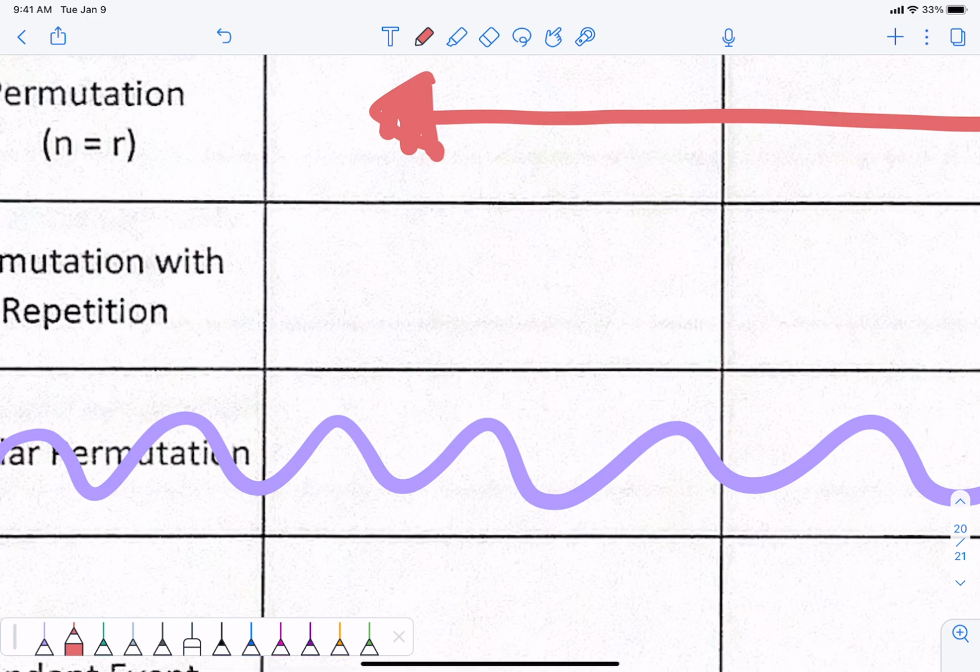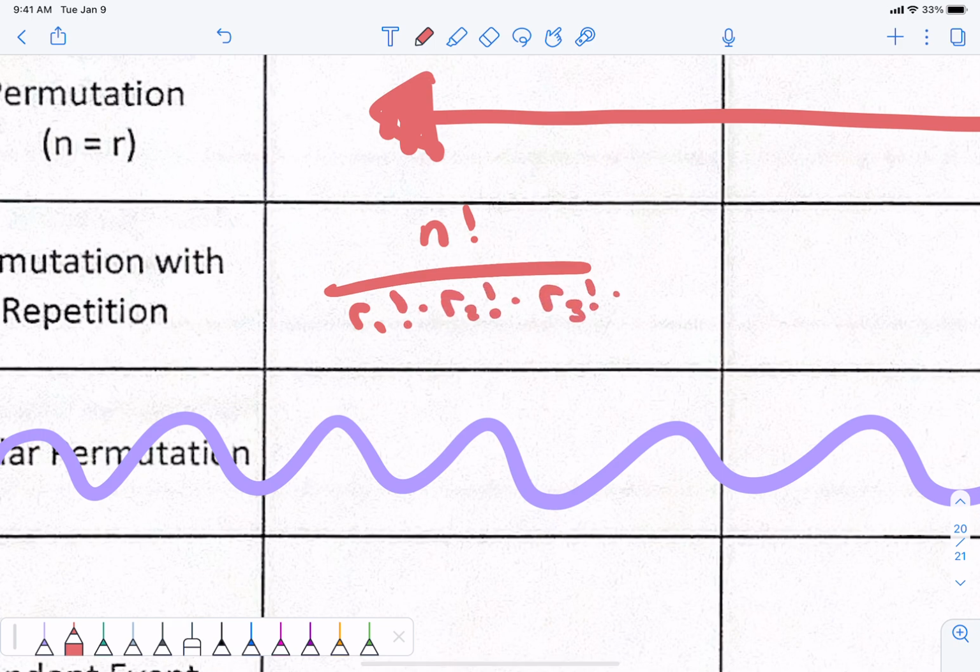All right. So the formula for permutation with repetition is n factorial over, I don't know if they use these variables the same or not, I think they did like n's on the bottom, but I do r1 factorial times r2 factorial times r3 factorial, etc. And you just keep going for the number of repeats that you have, however many that you have repeating.